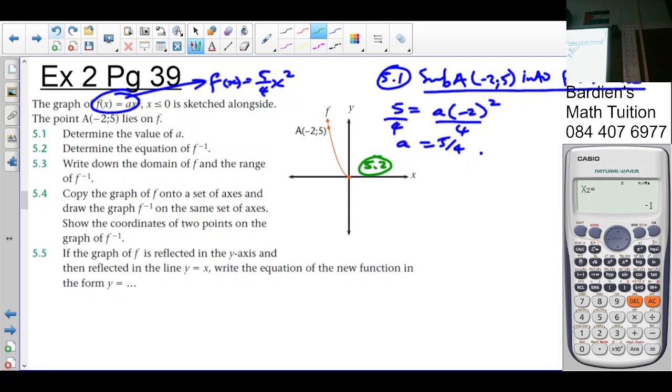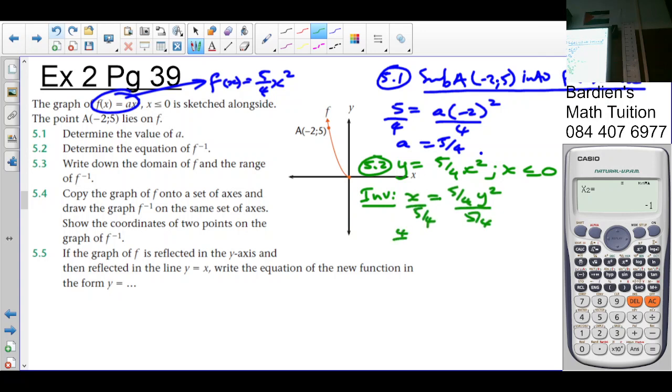Okay, the question is determine the inverse function. So what we do is interchange x and y. Firstly, y is equal to 5 over 4 x squared, where x is less than or equal to 0. If you interchange x and y, the inverse now is x equals 5 over 4 y squared. Divide by 5 over 4 on both sides, so you get 4 over 5 x equals y squared. The square root thereof: y is equal to plus or minus the square root of 4 over 5 x.